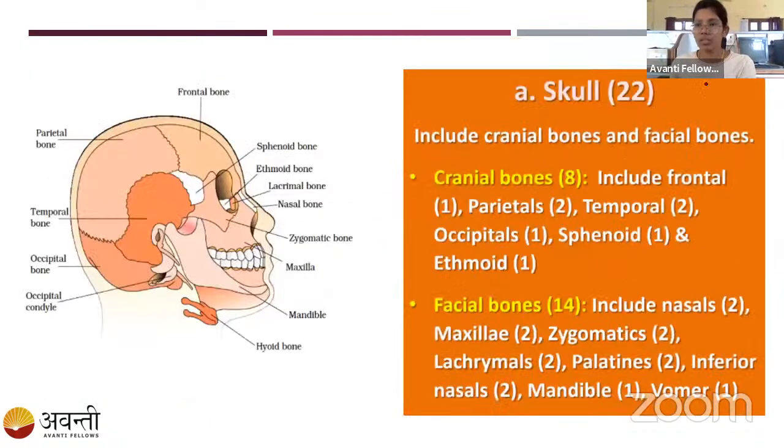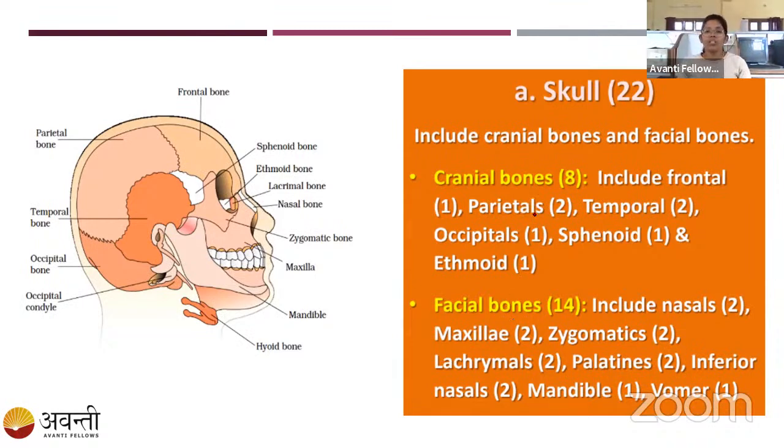Now, let us talk about the skull bone. The skull is again divided into 2 types of bones: one is the cranial bone and the other is the facial bone. This is the entire skull. Out of this skull, there is a part which covers the brain. The brain is in the cranium, so the bones covering the brain are called cranial bones. That is the brain box. And there are some bones on the face, those are the facial bones. Out of these 22 bones, we have 8 cranial bones and 14 facial bones.